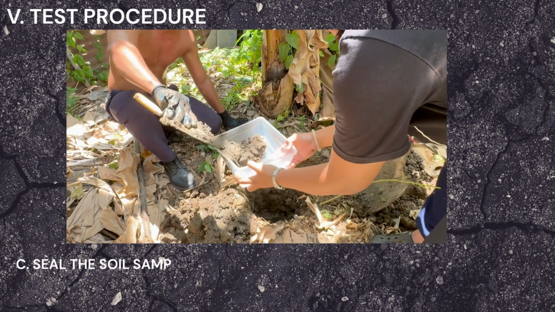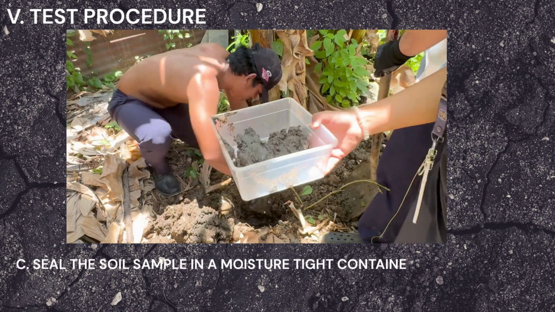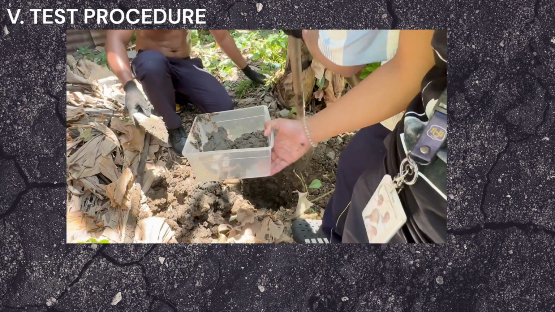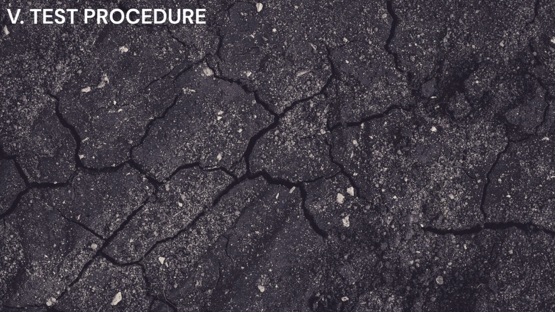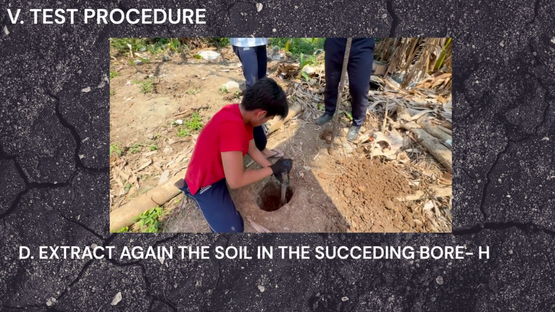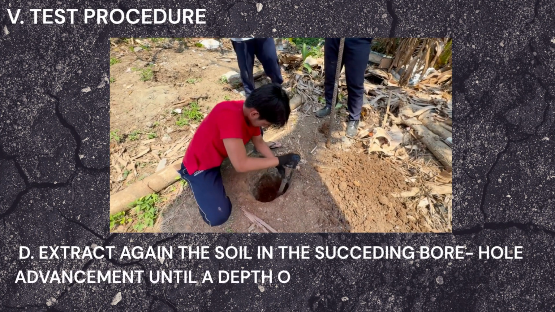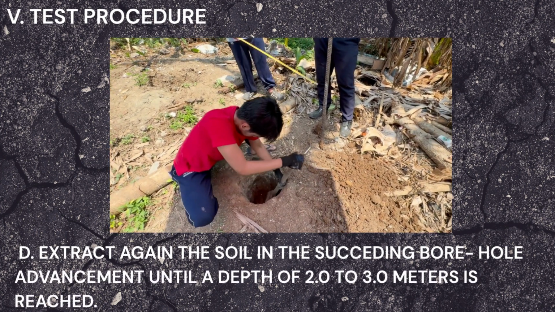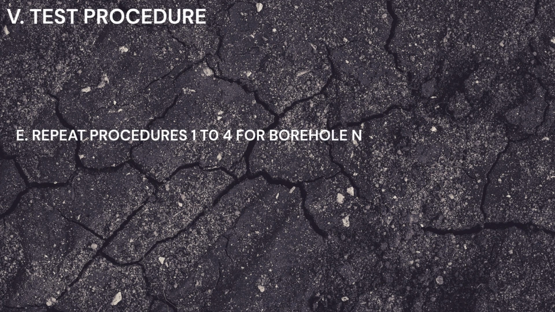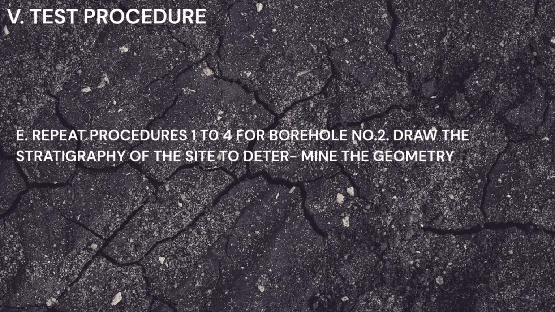Seal the soil sample in a moisture-tight container and label appropriately. Extract again the soil in the succeeding borehole advancement until a depth of 2 to 3 meters is reached. Repeat procedures 1 to 4. For borehole number 2, draw the stratigraphy of the site to determine the geometry of the soil layers.